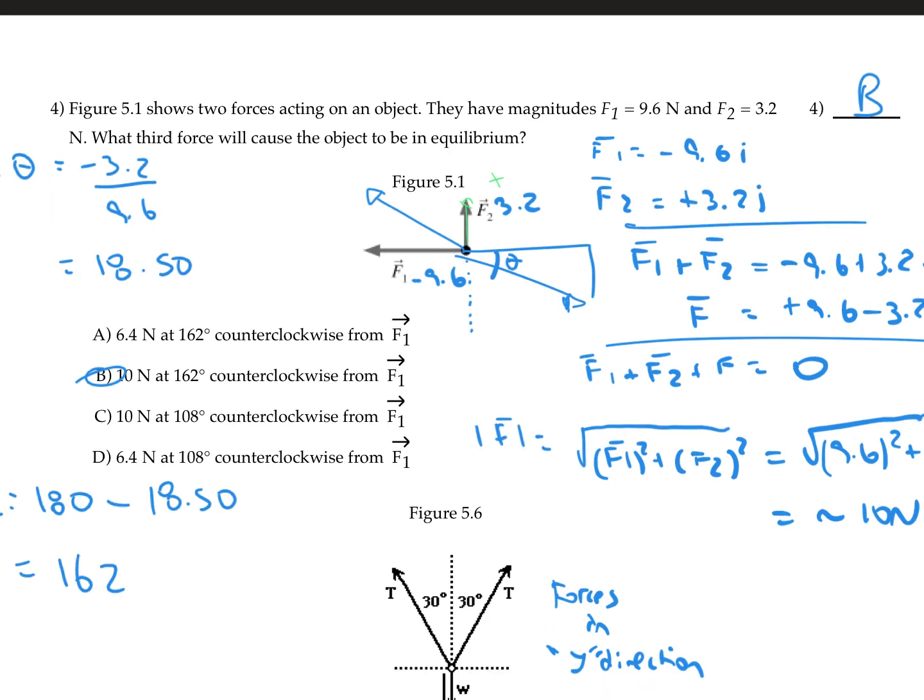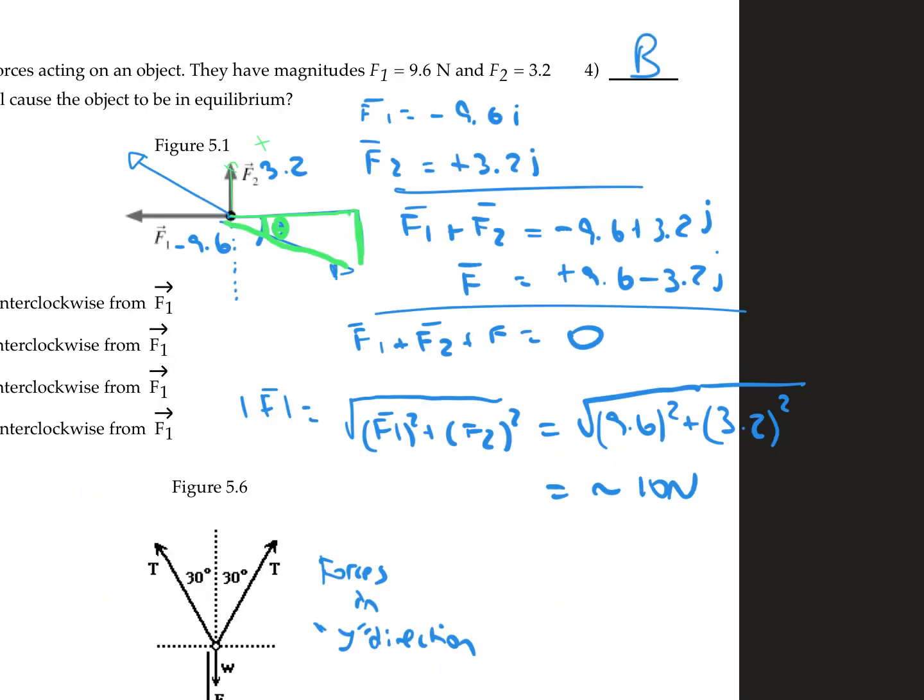To find the third force, it has to be to the opposite side where F1 and F2 are, because that's going to cause it to be in equilibrium. So we have this triangle right here and the angle theta inside. Now we add up both magnitudes F1 and F2, and we do a system of equations right here.